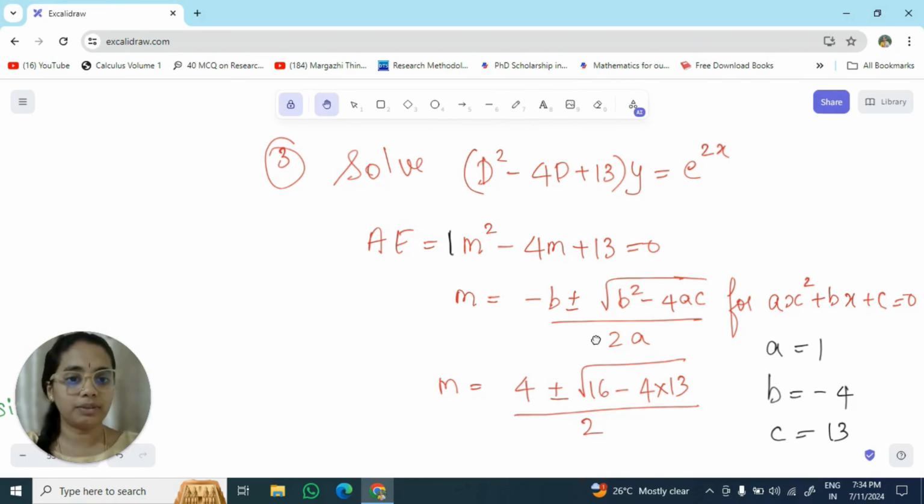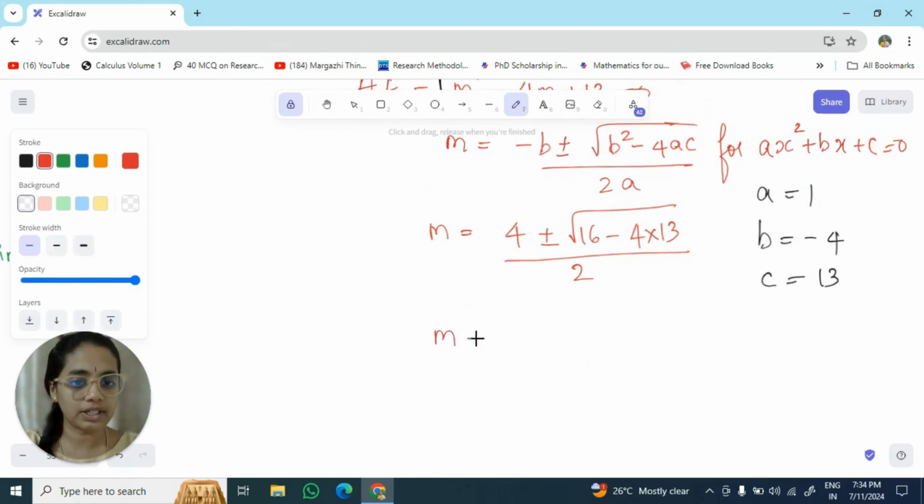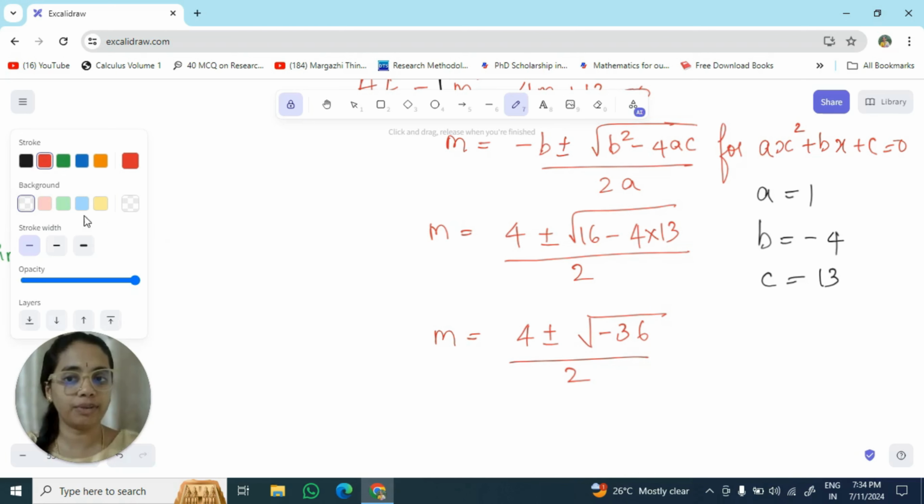So 4 into 13 is nothing but 52, right? So m is equal to 4 plus or minus, and how much is 16 minus 52? It is minus 36. We would get square root of minus 36 by 2. This square root of minus 36, we can surely write as minus 1 into 36. So you can split it, right? Root of minus 1 and root 36. Because square root of negative 1 is i, we already know that. And square root of 36 is 6, divided by 2.